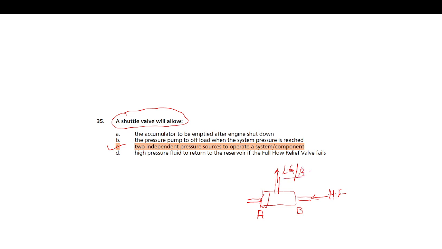When the hydraulic fluid pressure at B goes down and A increases, A is the other source like the accumulator, and this accumulator causes this piston to move in this direction, coming here, and hydraulic fluid from this side is supplied to the concerned system.